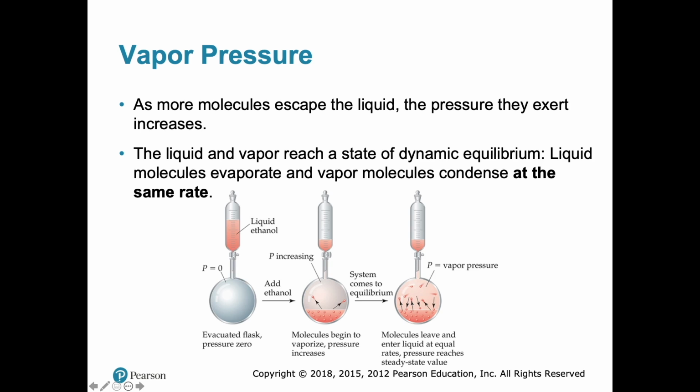Okay, so a little bit more about vapor pressure here. As more molecules escape the liquid, the pressure they exert increases, and then the liquid and the vapor each reach a state of dynamic equilibrium, where the liquid molecules evaporate and the vapor molecules condense at the same rate.